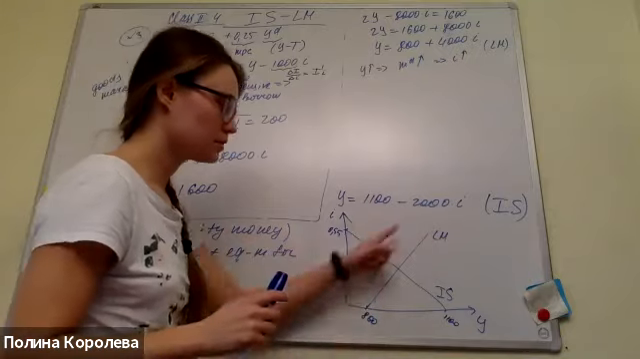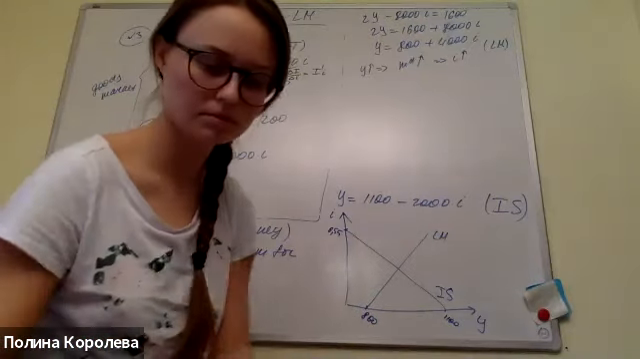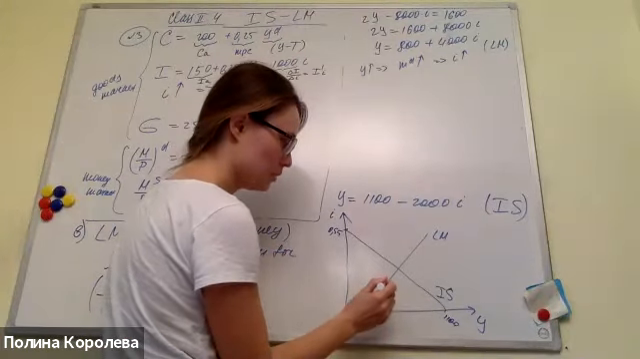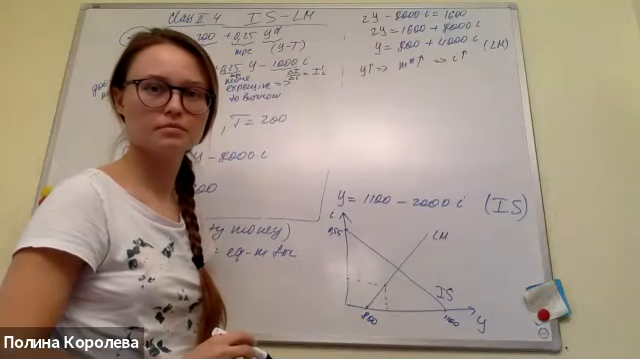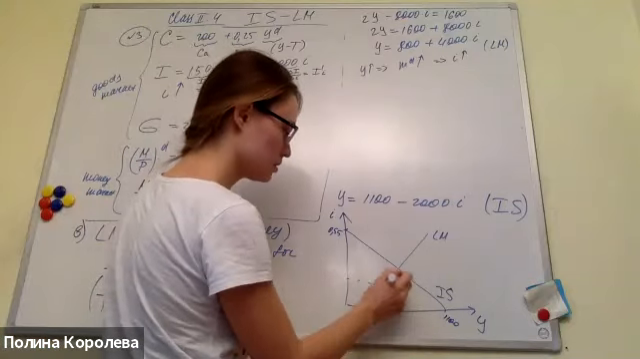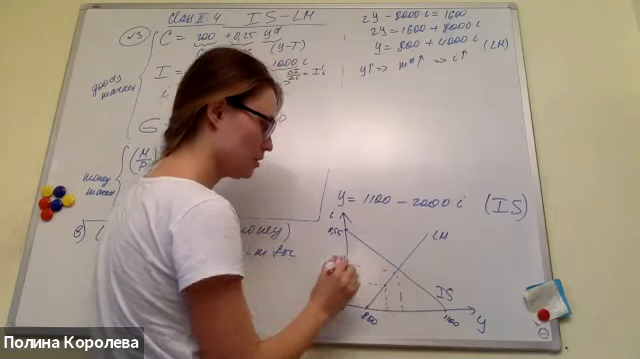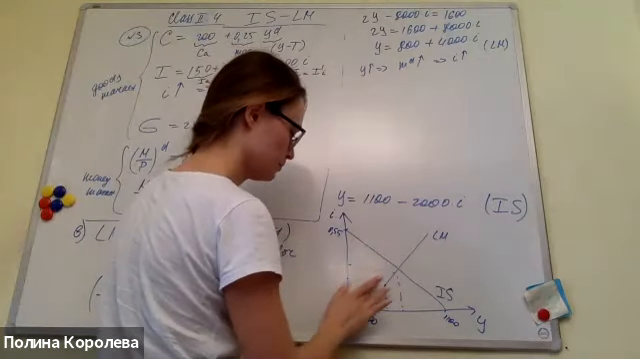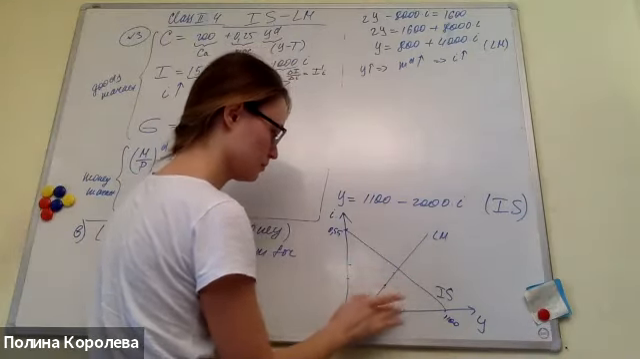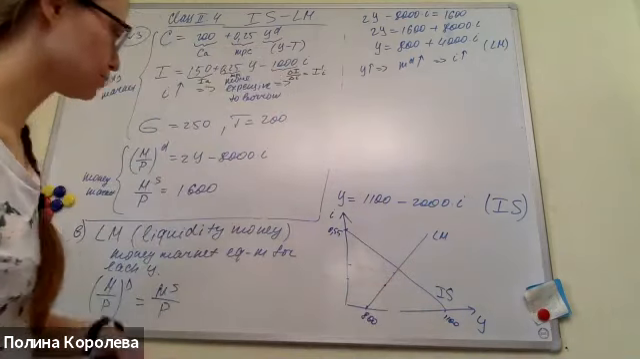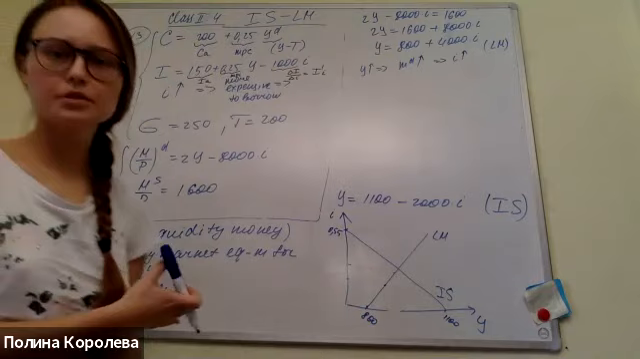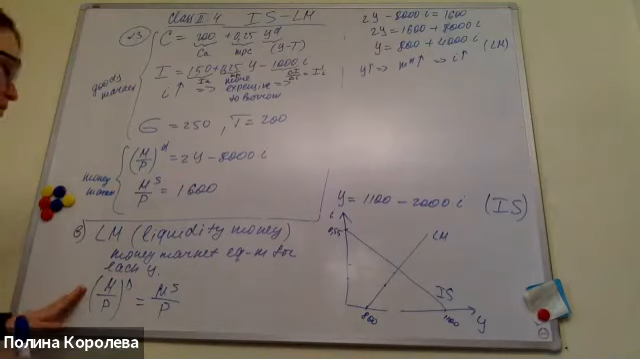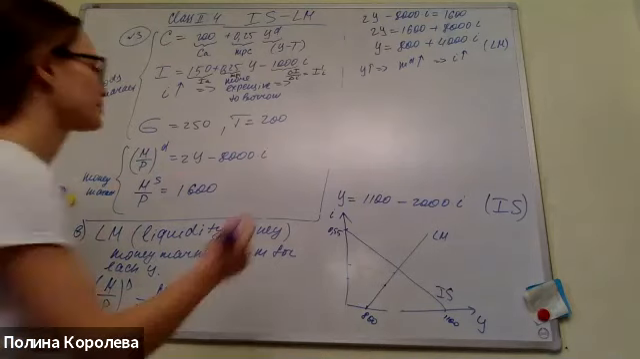So what will LM show us on the graph? For each GDP level, what will be the equilibrium interest rate such that the money market is in equilibrium? Higher GDP, higher equilibrium interest rate. So we see a positive relation. Any questions about LM, how we found it? I think LM is even easier than IS.